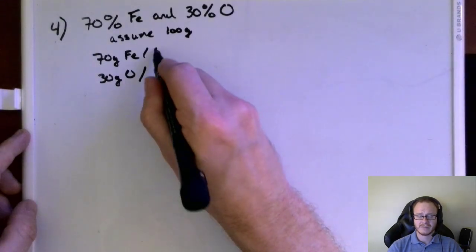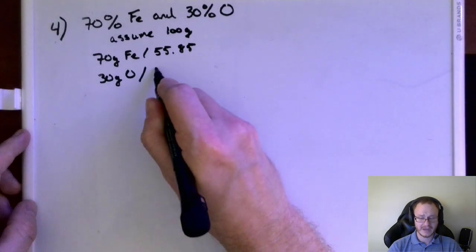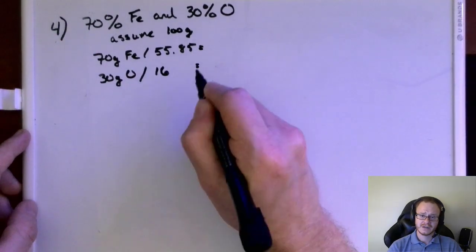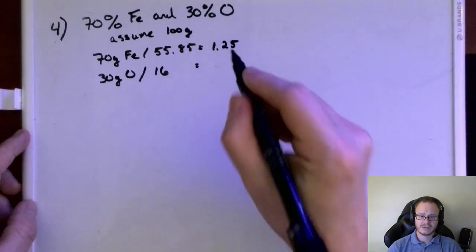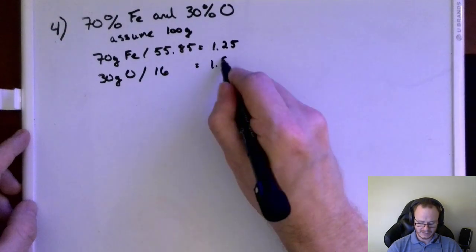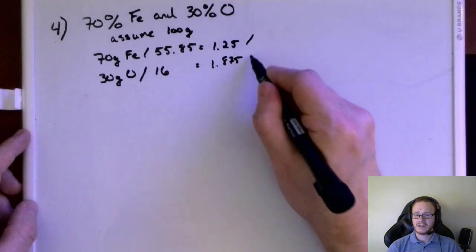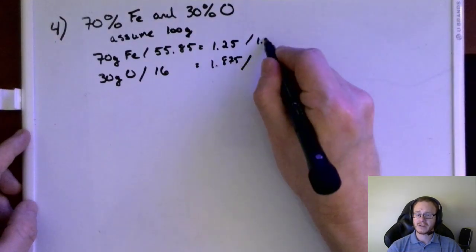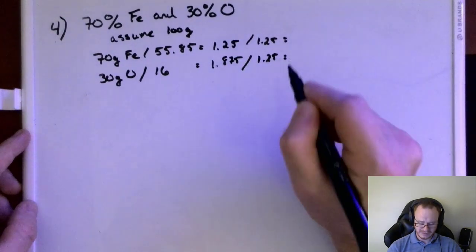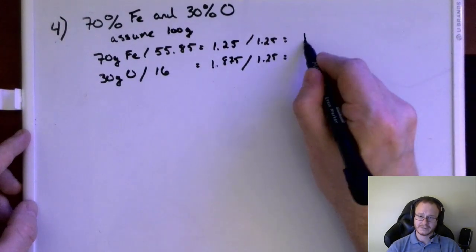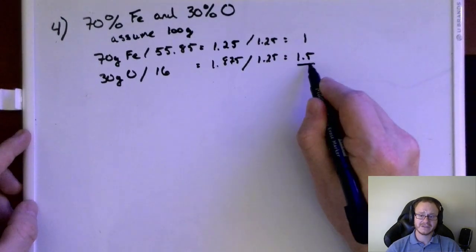I divide both by their atomic masses to find the number of moles present, 55.85 for iron and 16 for oxygen. This will tell me how many moles are present. With iron, I will end up with 1.25 moles of iron and 1.875 moles of oxygen. I need whole number ratios. I will divide both by the lowest number here, which is 1.25, and this will get me a ratio of 1 to 1.5, and that 1.5 is an issue.